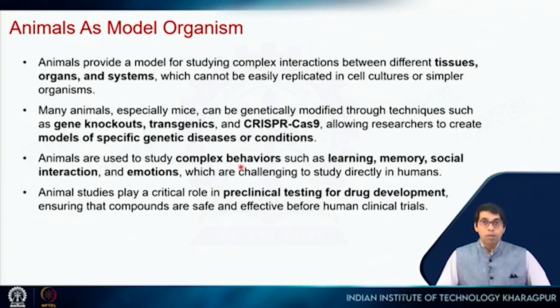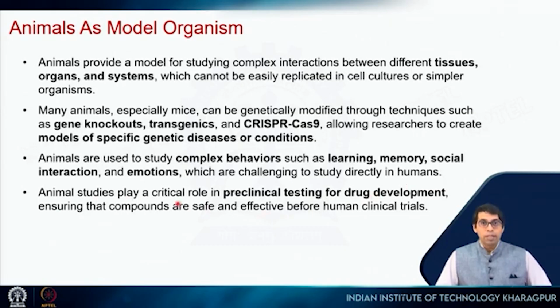Animals are used to study complex behaviors such as learning, memory, social interaction and emotions, which are challenging to study directly in humans. So if you want to study learning, what are the proteins which are important in short-term memory or long-term memory, then this type of animal model can also be used.